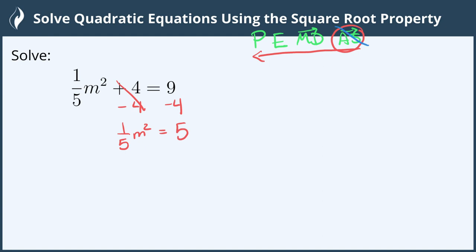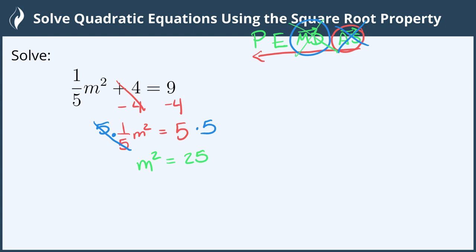Now that we've completed that step, we move to multiplying and dividing, and we'll do the opposite there. Here we're multiplying by 1/5, so the opposite is to divide by 1/5, but actually we don't divide fractions. We multiply by the reciprocal, and the reciprocal of 1/5 is 5 over 1, or just 5. So we'll multiply both sides by 5. On the left, 5 divided by 5 cancels, and 1 times m squared is just m squared. On the right side, 5 times 5 is 25, and now we've finished that step.